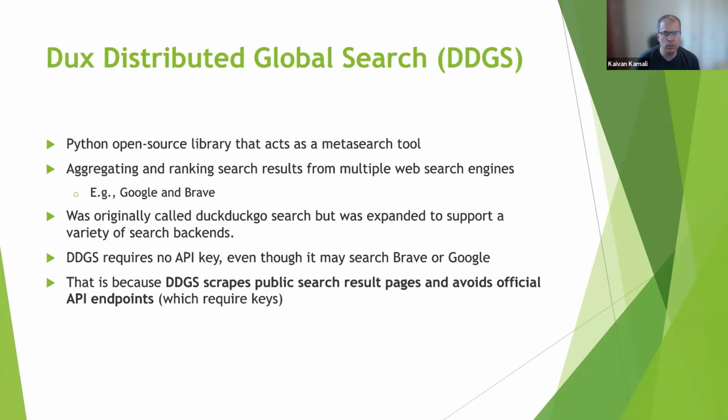Next one is Duck's Distributed Global Search, DDGS. It's a Python open source library, acts as a meta search tool. It aggregates and ranks search results from various search engines like Google and Brave. It was originally called DuckDuckGo, but it's been renamed to support a variety of search backends, not just DuckDuckGo. It doesn't require an API key. Even though you're searching Brave or Google, that's because DDGS scrapes public search results and avoids the official API endpoints that require keys.